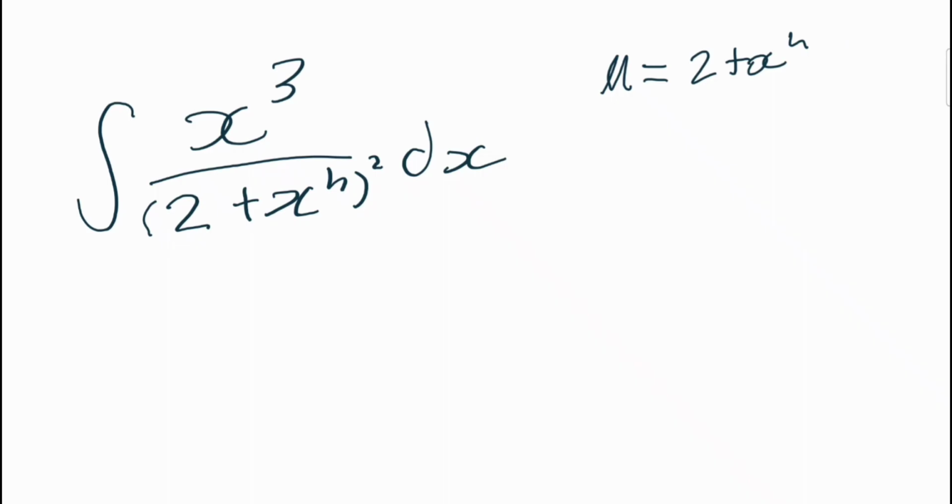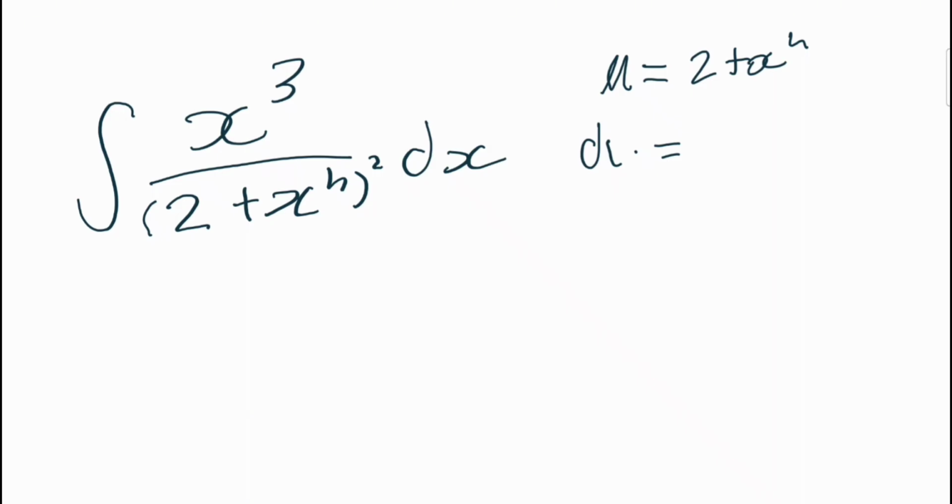Now we need our du so we can find the dx. So du is going to be equal to the derivative of u, being 2 plus x to the 4th.